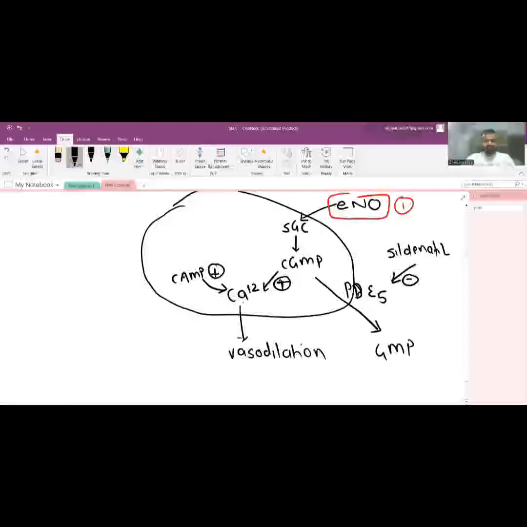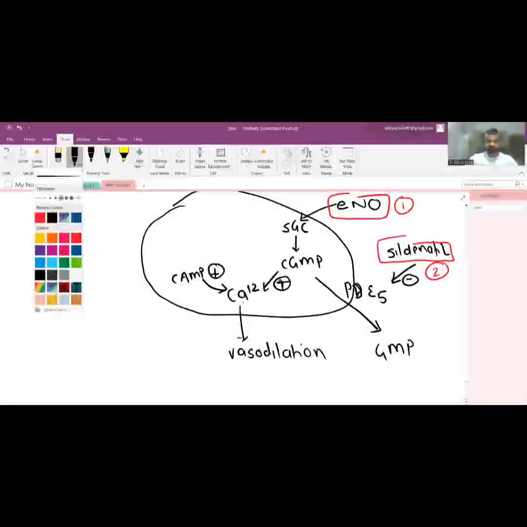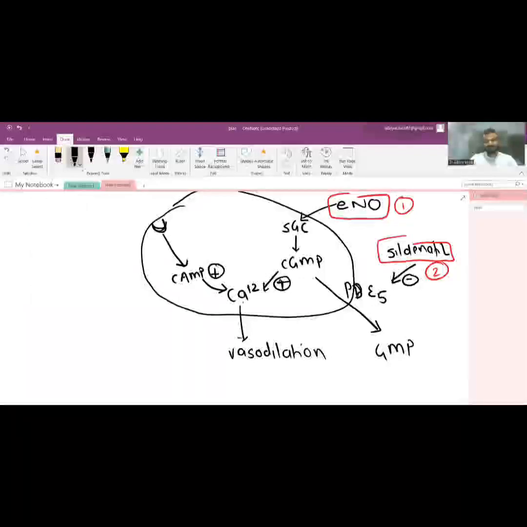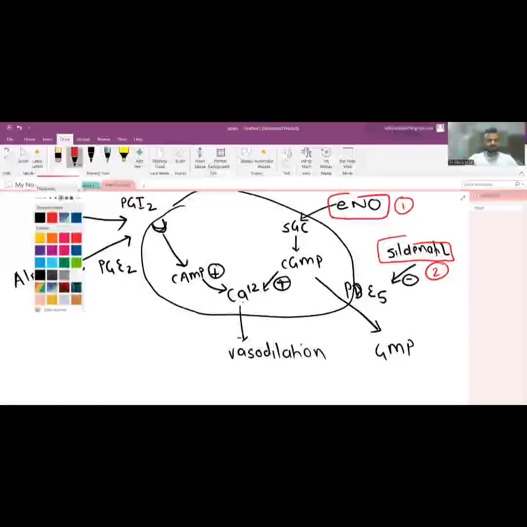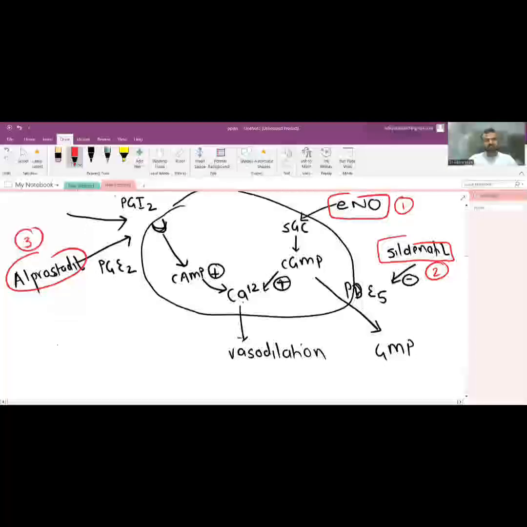The next is that you increase the synthesis of cyclic AMP. Cyclic AMP is stimulated by the prostaglandin receptor, and there are two activators of this receptor: one is the PGI2 analog, and the next is the PGE2 analog. The PGE2 analog is called alprostadil. So this is the third drug, alprostadil, and the fourth drug is PGI2 itself, which increases the synthesis of cyclic AMP.